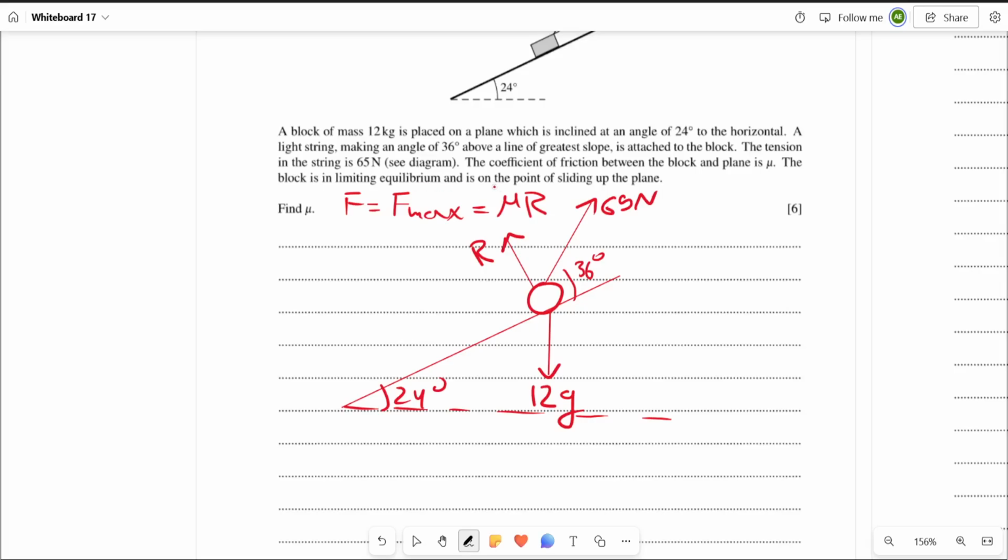What else do I have? It says that the object is on the point of sliding up the plane. So if the motion is tending to go up, how do you think friction is going to act? Friction always opposes motion, so if I'm trying to go up, friction is going to try to put me back down. This is the friction force, and it has an equation of mu times R. Now, are there any other forces? I have the 65 newtons. Everything's done. Am I done?